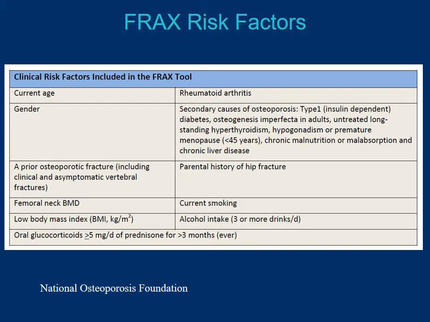Also assess current smoking and alcohol intake of 3 units or more drinks per day, and the presence of rheumatoid arthritis and secondary causes of osteoporosis, like diabetes mellitus, osteogenesis imperfecta, long-standing untreated hyperthyroidism, hypogonadism or premature menopause, chronic malnutrition or malabsorption, and chronic liver diseases. This tool will calculate or predict the fracture risk in the next 10 years.